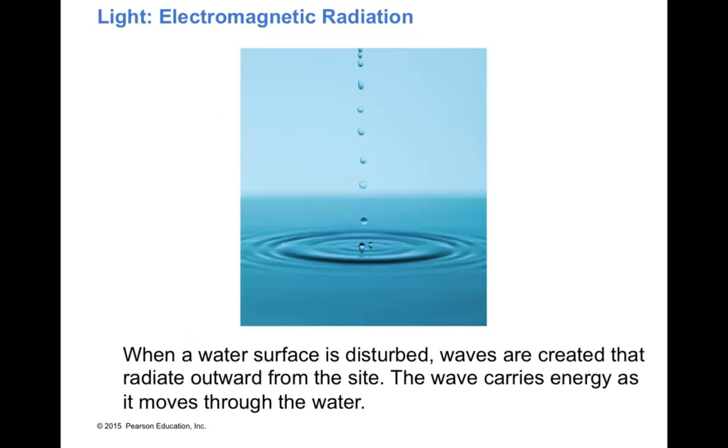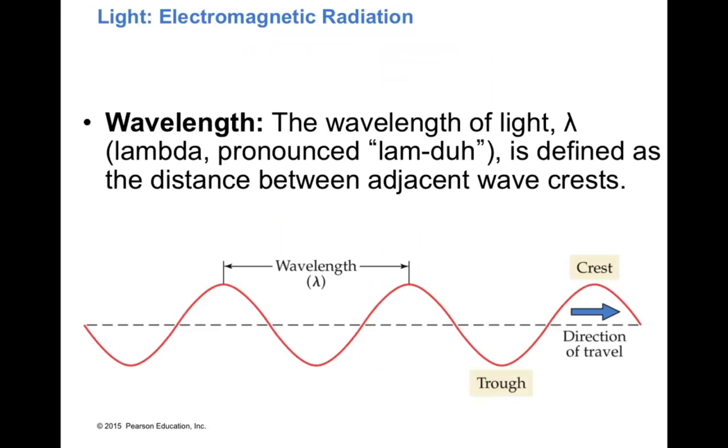When a water surface is disturbed, waves are created that radiate outward from the site. The wave carries energy as it moves through the water. So, these waves are created by that disturbance in the surface, and those waves also have energy. In electromagnetic radiation, we have wavelength. The wavelength of light, known by the symbol lambda, is defined as the distance between adjacent wave crests.